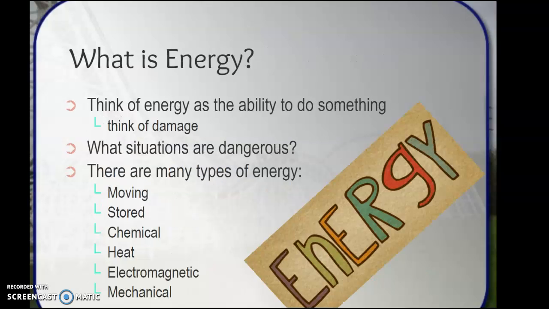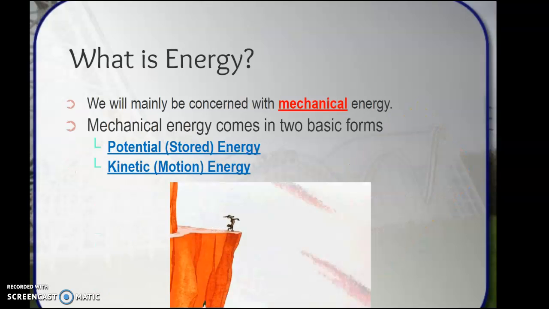So, what is energy? We want to think of energy as the ability to do something, like the ability to cause damage. So, what situations are dangerous? There are more types of energy than just one. We have moving, stored, chemical, heat, electromagnetic, and mechanical. So there are a bunch of different types of energy, and we have to think of energy as the ability to do something, or the ability to cause some type of damage, maybe. So let's get going here.